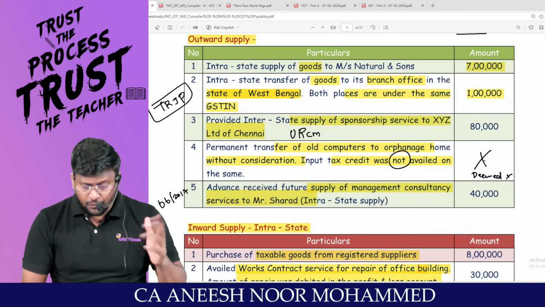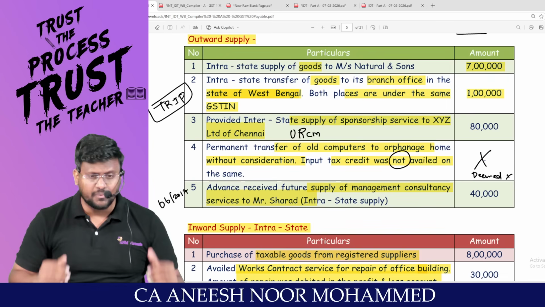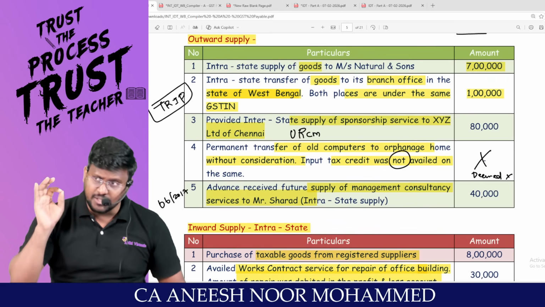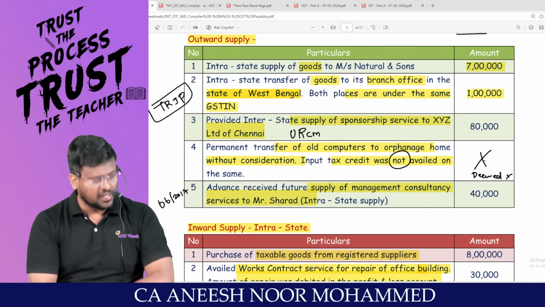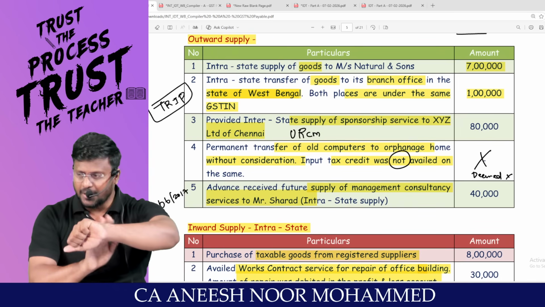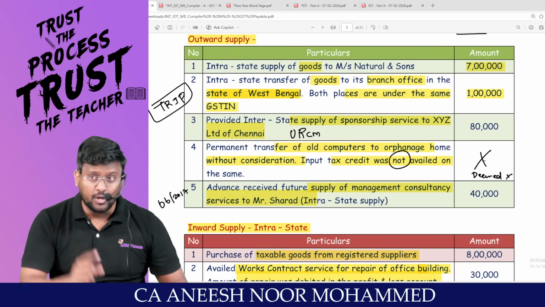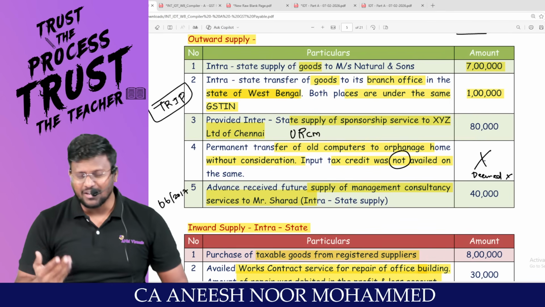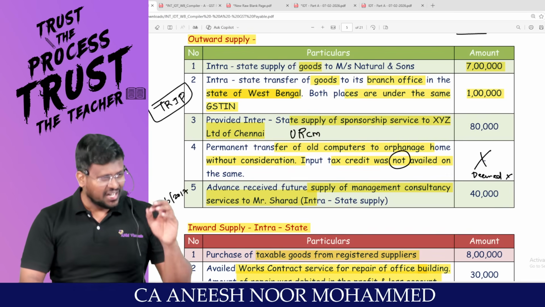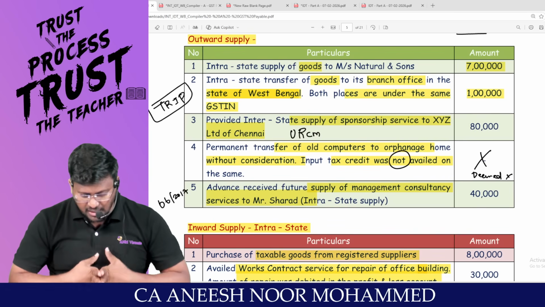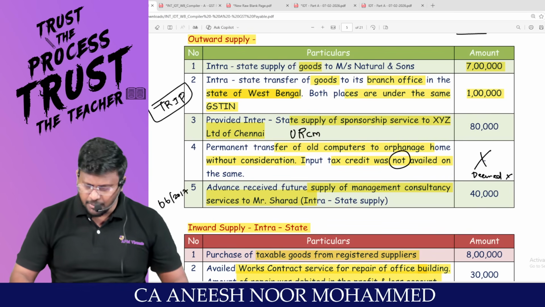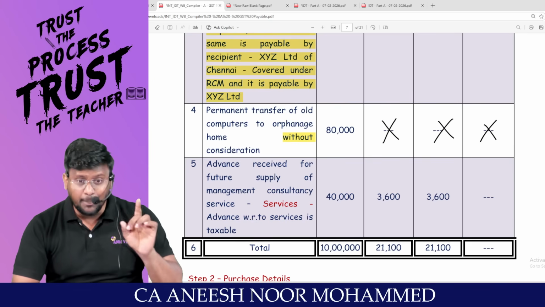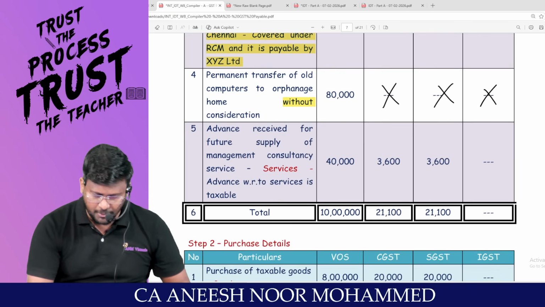Advance received. Future supply of management consultancy service. We are supposed to provide the service in future. That means the advance has not been received for goods. Advance has been received for services. As we all know the time of supply, sir, if you are getting advance, date of invoice or date of payment, whichever is earlier, even though we have not raised the invoice, since this is for services, we are liable to pay GST on receipt basis for this 40,000. Goods are different, services are different. Don't apply the 2.5% rate, my dear lovable students.